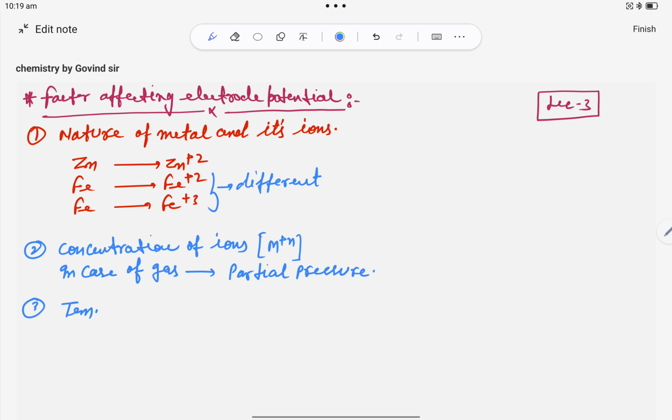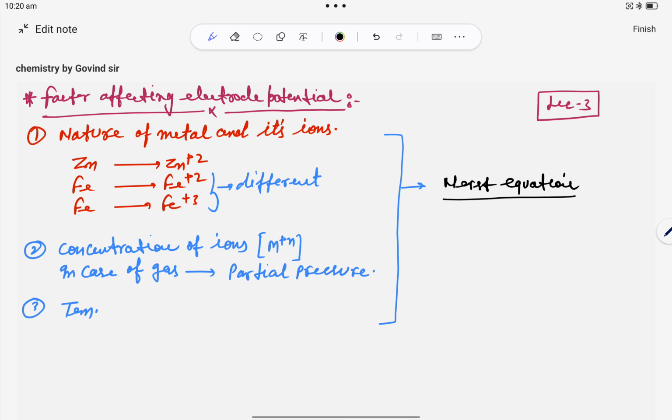So these three topics, that means nature of ion, concentration of ion, partial pressure of gas, and temperature. This discussion, based upon different concentrations, we will discuss in the Nernst equation. So here we are not going to discuss the Nernst equation. In the next video we will discuss it.